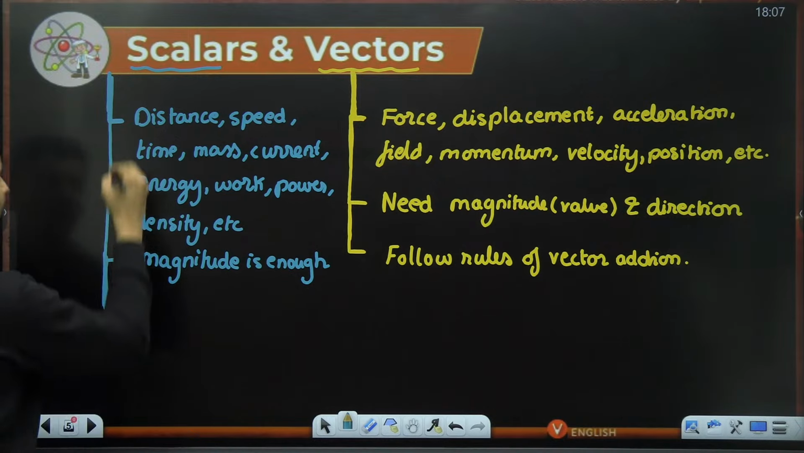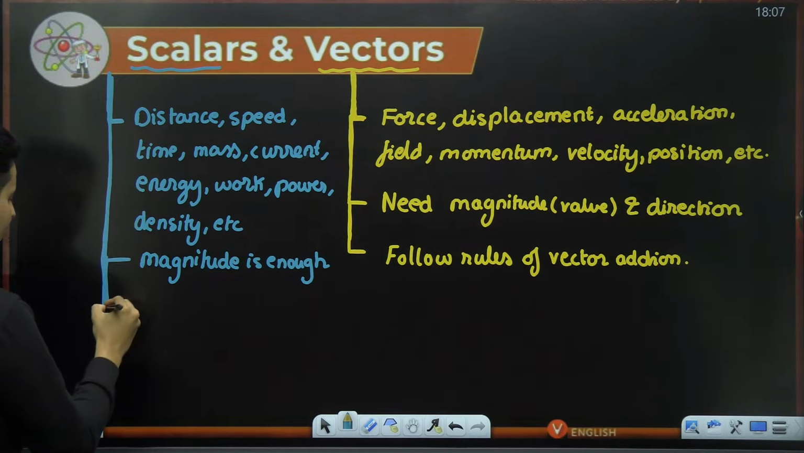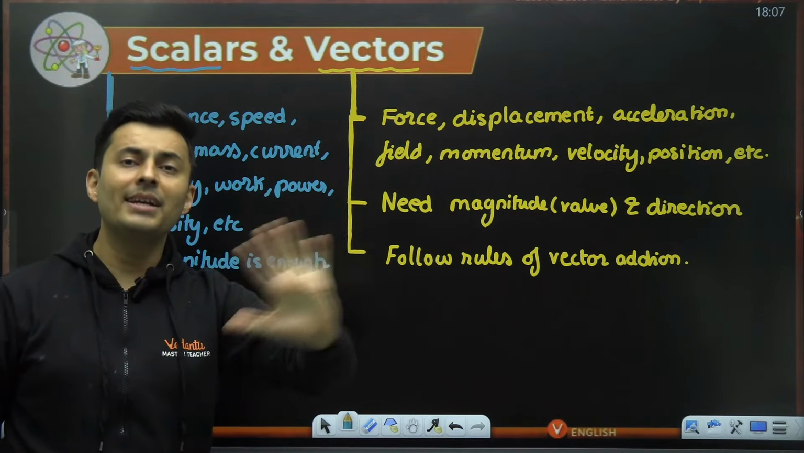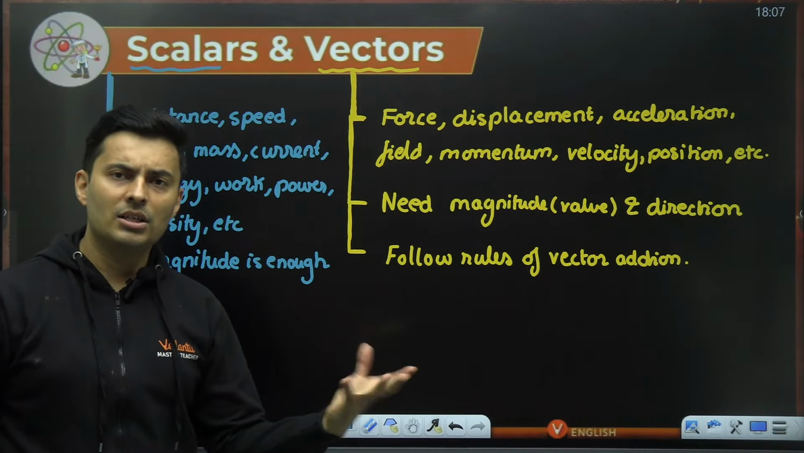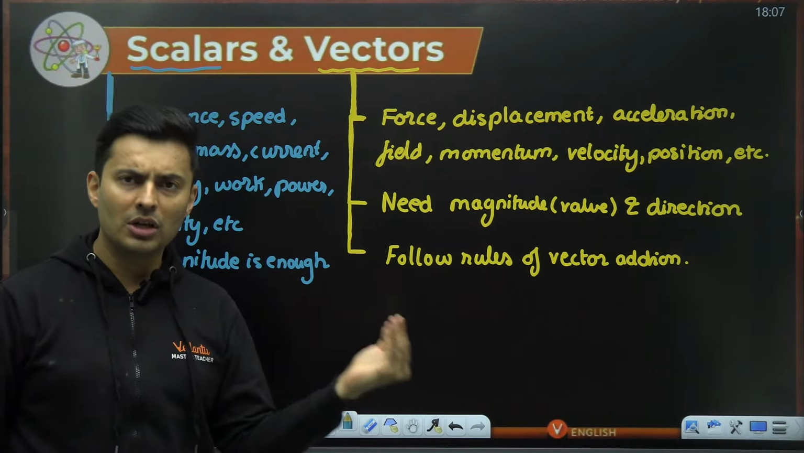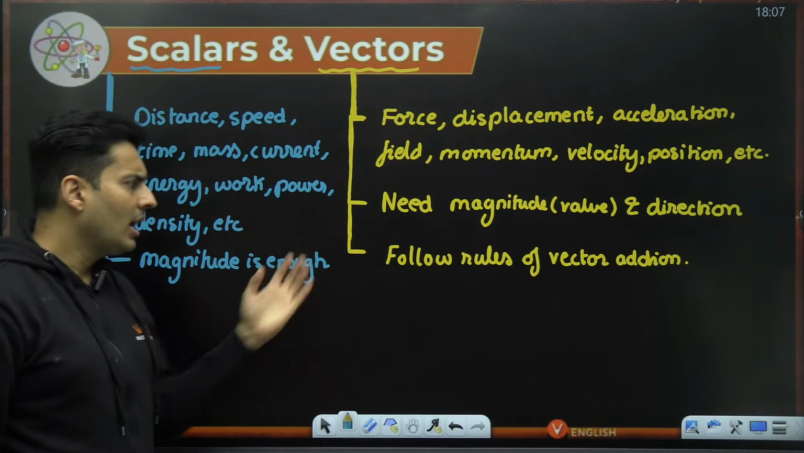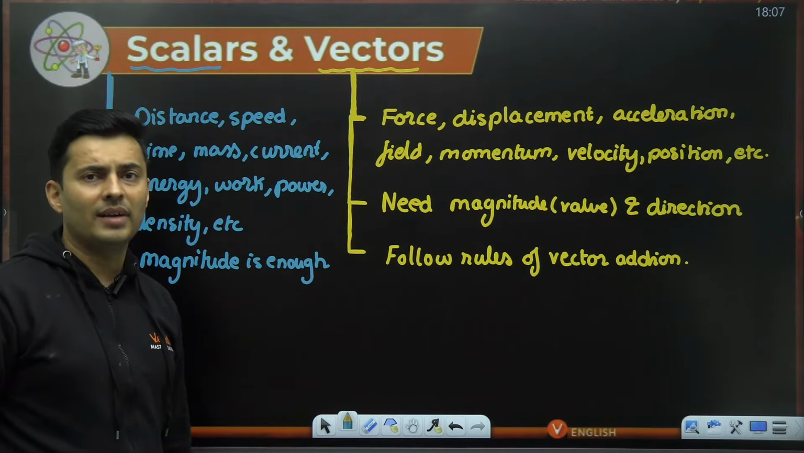Like for example, current has direction. Current flows in a wire in one direction, but nobody gives the direction of the current. It is understood it goes from high potential to low potential, or from positive to negative in a wire. So that is one thing. And it doesn't even follow the rules of vector addition.